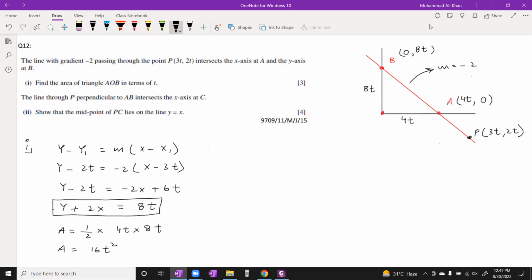Now the second part: the line through P perpendicular to AB intersects the x-axis at C.